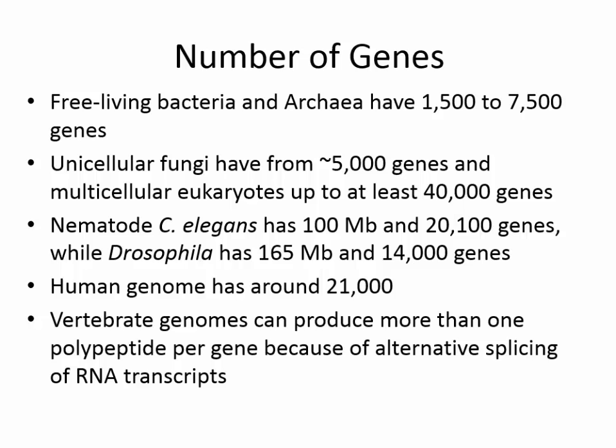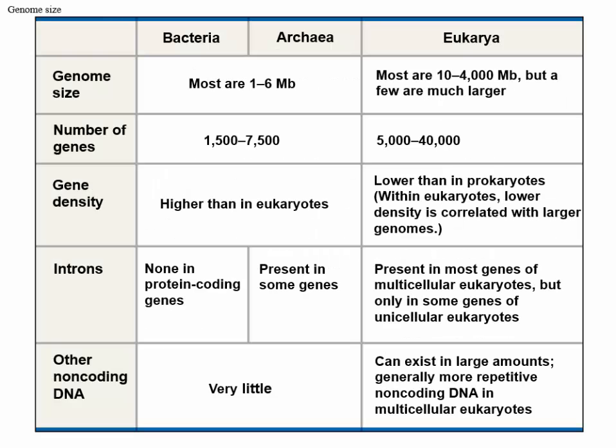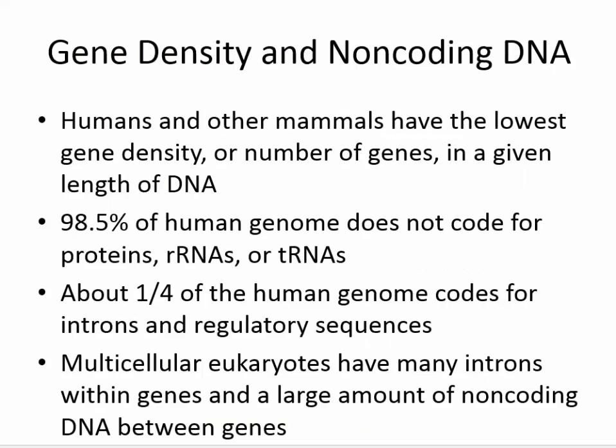Vertebrate genomes can produce more than one polypeptide per gene because of alternative splicing of RNA transcripts, which is very cool because you can reuse that DNA sequence and just start at a different place, or you splice things up and you can have a completely different protein. Here is a genome size summary.